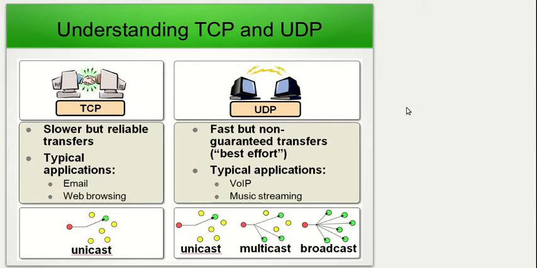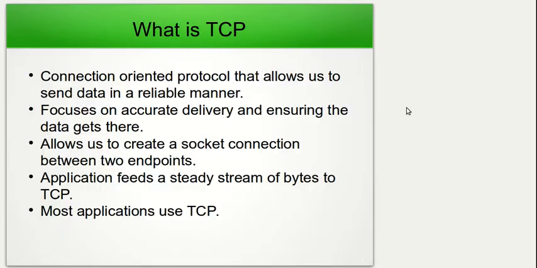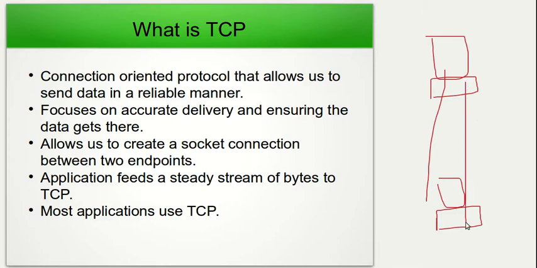In this video, we'll be going through the TCP and UDP protocols and seeing how they work. So let's start off with TCP first. TCP is a connection-oriented protocol which allows devices to send data in a reliable manner. So what that means is that when two devices want to send data via TCP, they have to first establish a TCP connection with one another.